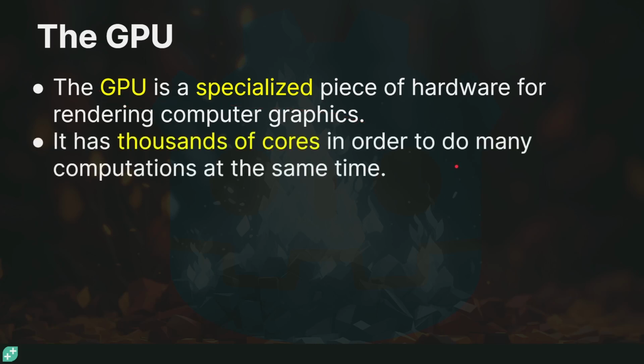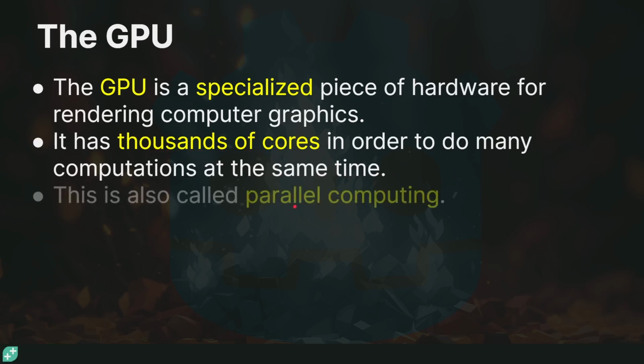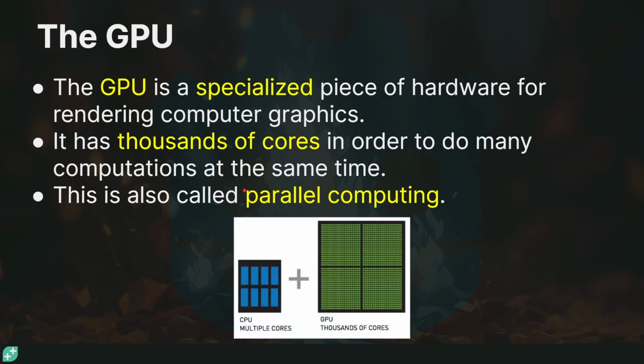And the way it solves this problem is by having thousands of cores, so that it can do many computations at the same time. This is also called parallel computing, because it's doing all these computations at the same time, in parallel. A typical CPU these days might have 8 cores, and you can see this in comparison to the GPU's thousands of cores. So it's because of these cores that the GPU can crunch through all of those pixel calculations, and it can handle the problem the CPU couldn't.